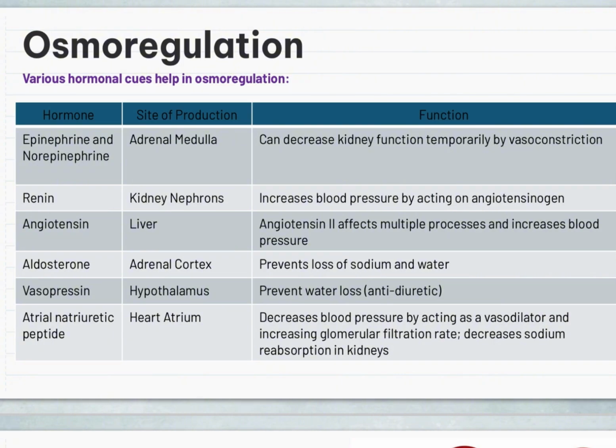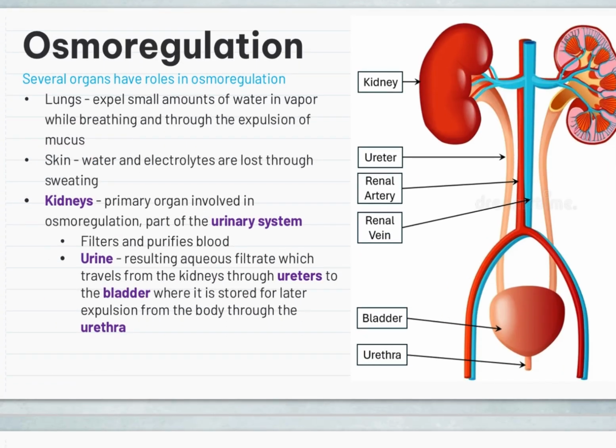Vasopressin prevents water loss. And a natriuretic peptide decreases blood pressure by acting as a vasodilator and increasing the glomerular filtration rate, which decreases sodium reabsorption in the kidneys. Several organs have roles in osmoregulation. The lungs expel small amounts of water in vapors while breathing, and through the expulsion of mucus. So when you breathe, when you talk, you're actually expelling microscopic amounts of water.